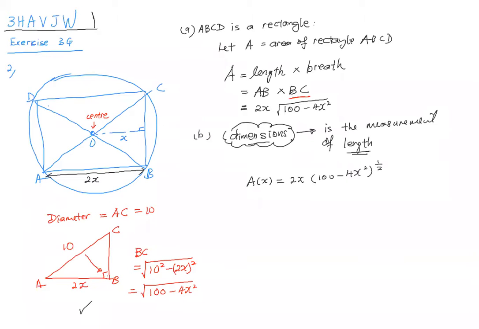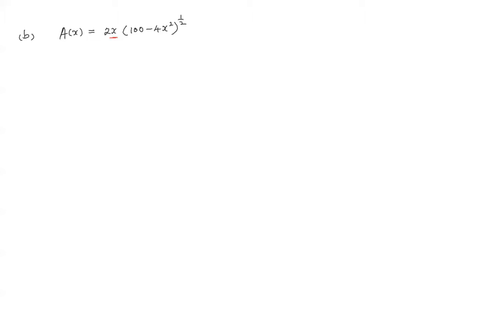Okay, so you are supposed to use the product rule to get the derivative of A prime x. Please do so. Take 3 minutes to differentiate. So you have to use the product rule. Your u is, you either take 2x or x, up to you. So this time I take 2x. Okay, v is (100 minus 4x squared) to the power half.